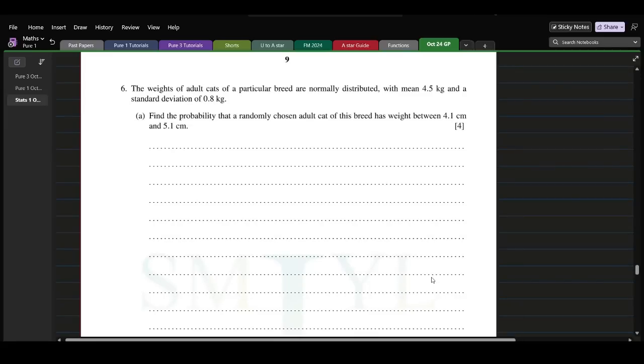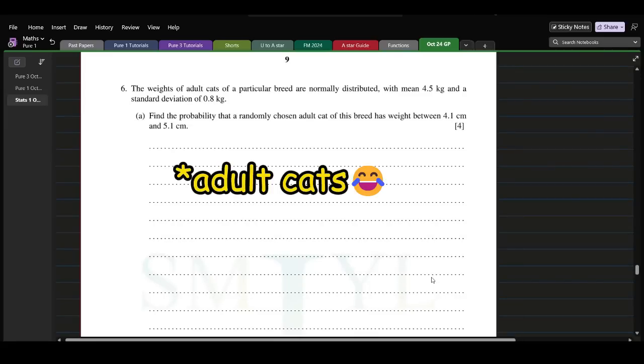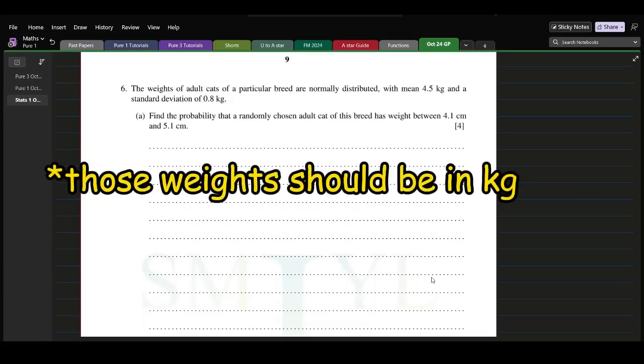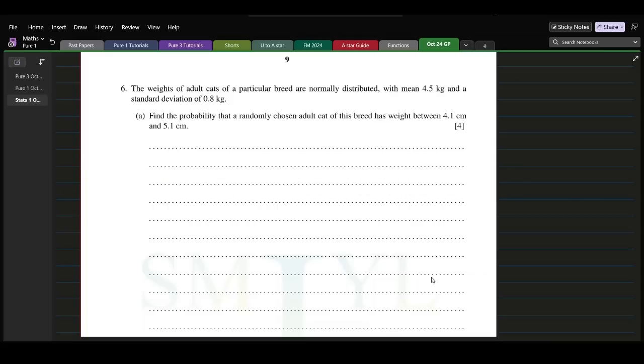Number 6. The weights of adult cats of a particular breed are normally distributed with mean 4.5 kgs and a standard deviation of 0.8 kgs. Part A. Find the probability that a randomly chosen adult cat of this breed has weight between 4.1 kilograms and 5.1 kilograms. Alright, so let's define our random variable.